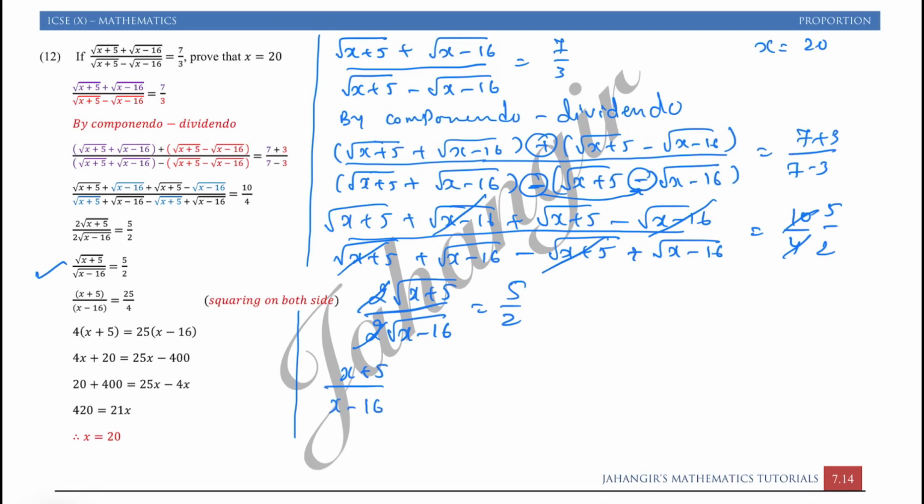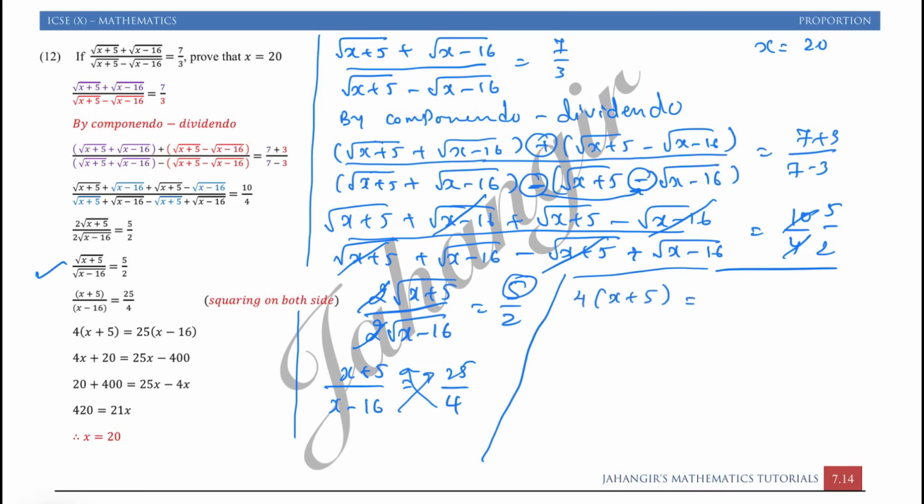Square root will go on the other side. 5 will become 25 upon 2 square, which is 4. Now you have to cross multiply those terms. Cross multiplication, we can write 4 bracket x plus 5 is equal to 25 bracket x minus 16.